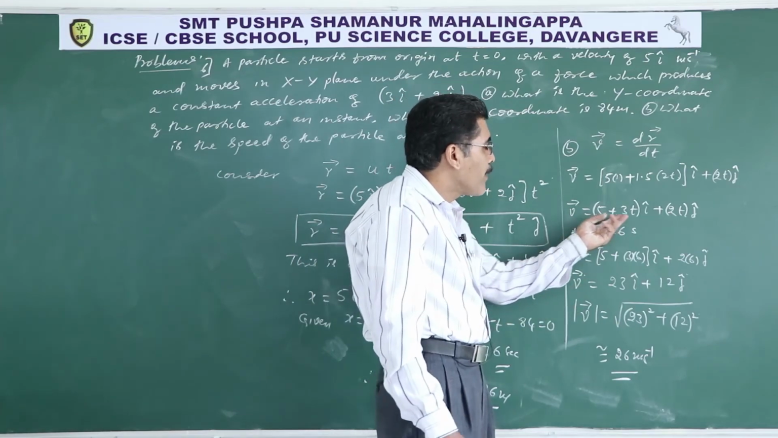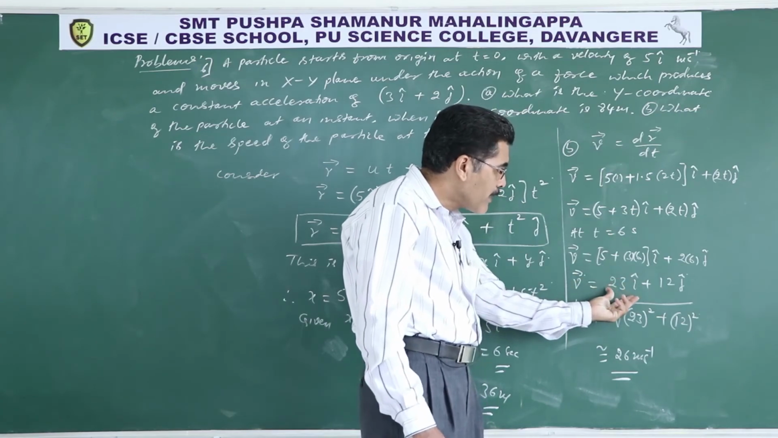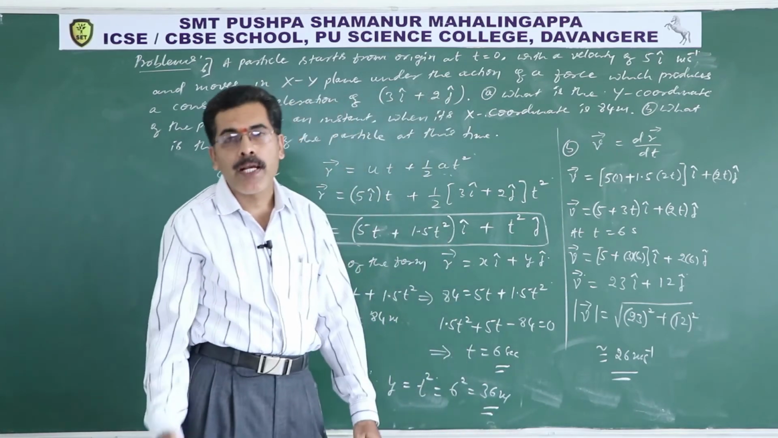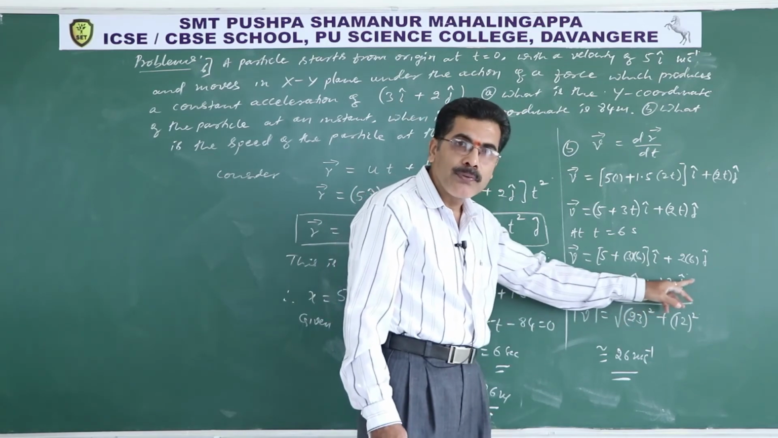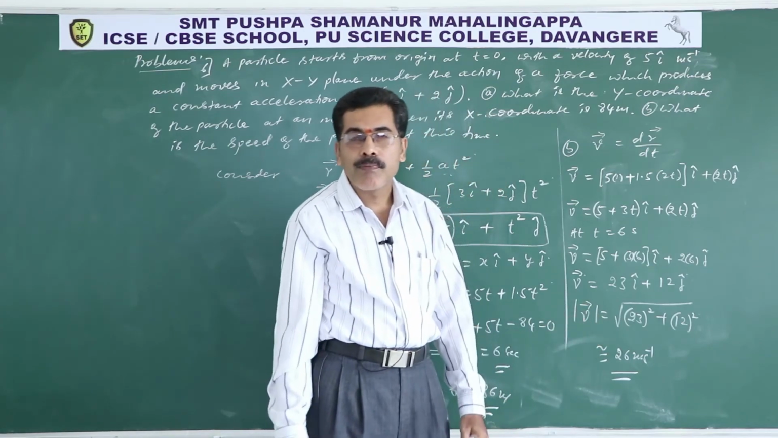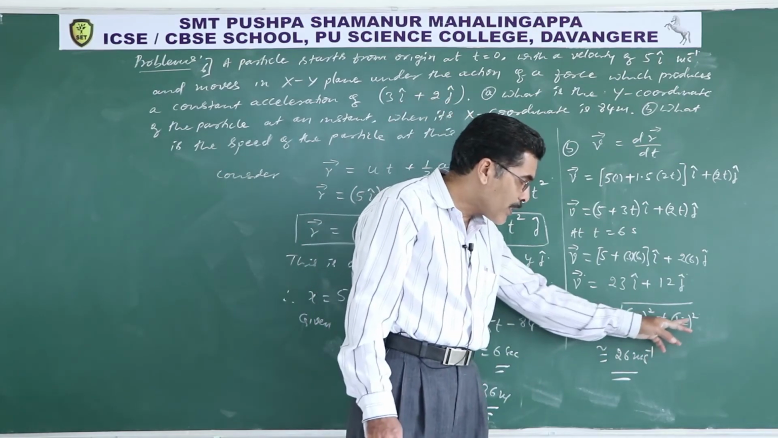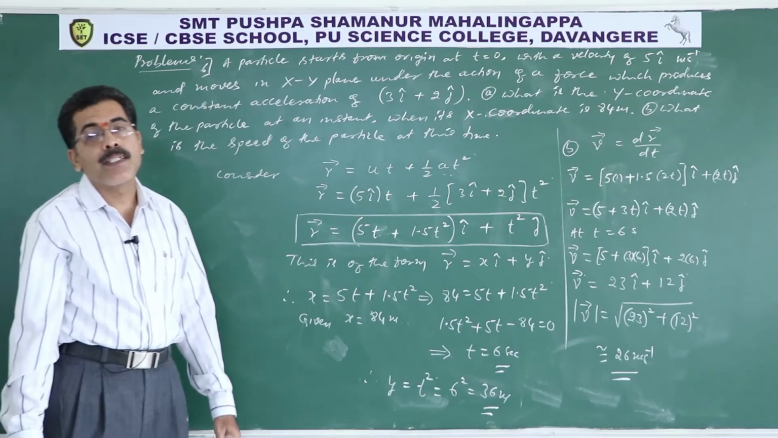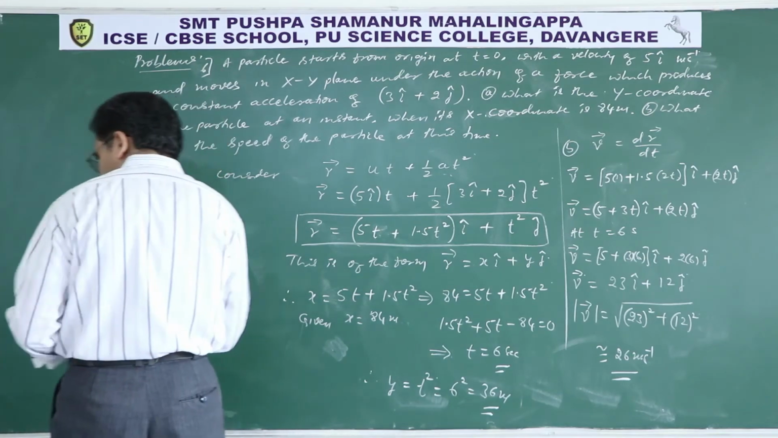Now 5 plus 3t into i cap plus 2t into j cap. Put t equal to 6, and you are going to get 23 i cap plus 12 j cap. When you want to find the magnitude, this is of the form v equal to vx i cap plus vy j cap, a standard form. Therefore the magnitude is given by the square root of vx square plus vy square. 23 square plus 12 square, you are going to get 26 meters per second. This is the velocity of the particle at time t equal to 6.